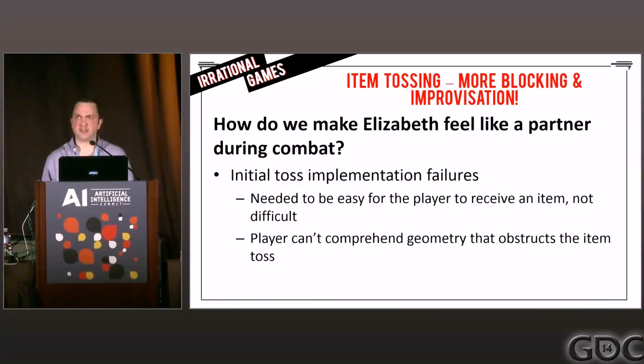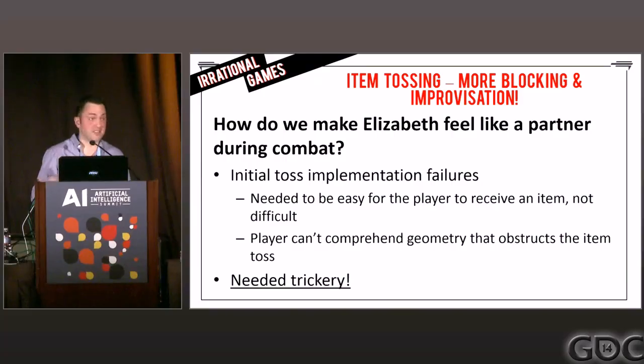And it would become frustrating for the player when the prompt disappears because they couldn't receive the item anymore. So we wanted her to toss the player the item, but only if the player didn't run behind geometry and obstruct the toss. And the player couldn't keep track of that. And it wasn't important that we were realistic. We wanted to make it feel good for the player. So we had to have Elizabeth improvise, again, based off the player's actions.